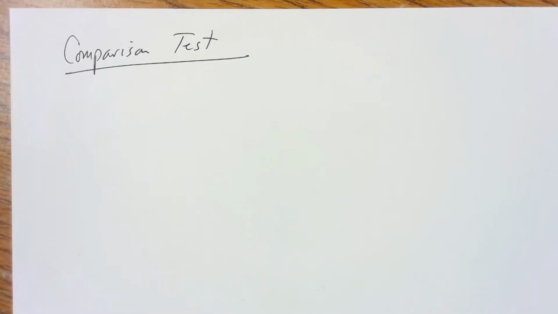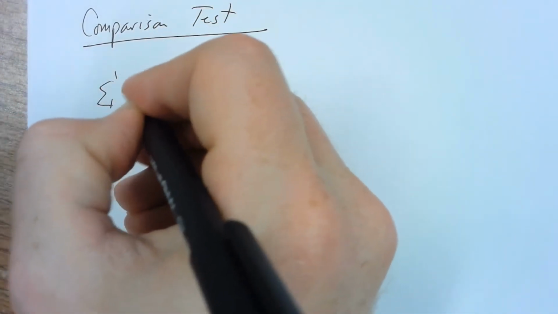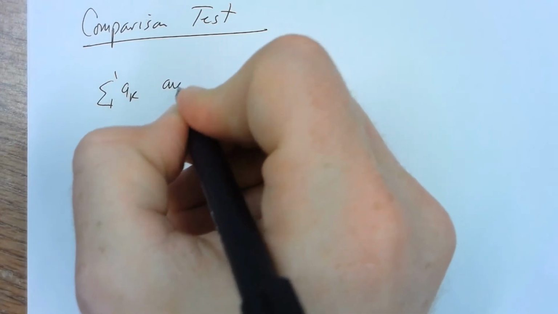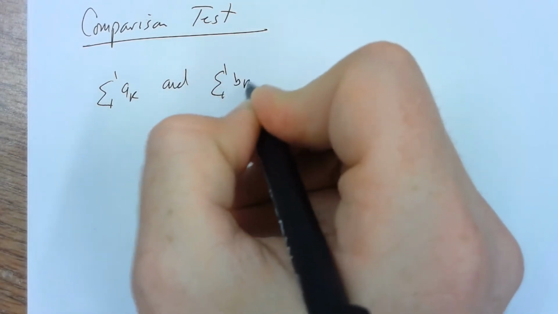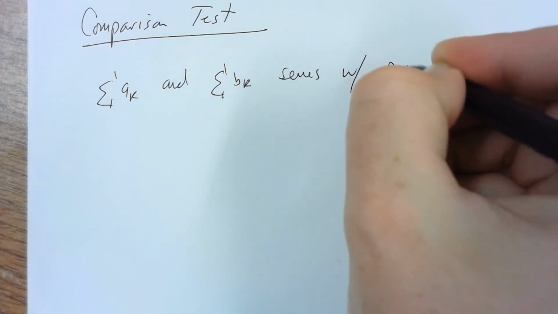Now, what's really important with the comparison and the following test, limit comparison tests, is that they require you to bring something to the table, something that you know is convergent. So we're going to go ahead and start the comparison test with the concept of we have a series, a summation a sub k, and we have a second series, a summation of b sub k. And these are both series with specifically positive terms.